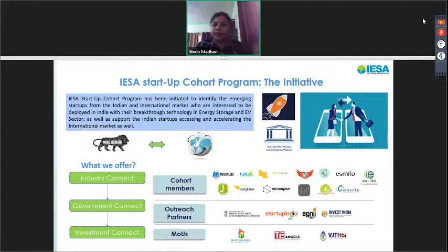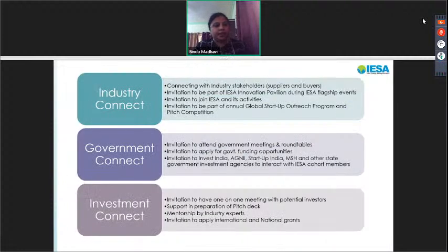And we have MOUs with Invest India, Startup India, and the Ministry of New and Renewable Energy, so that startup companies can make use of this platform. If you want more information about it, you can reach out to me. I can connect you to the right person.